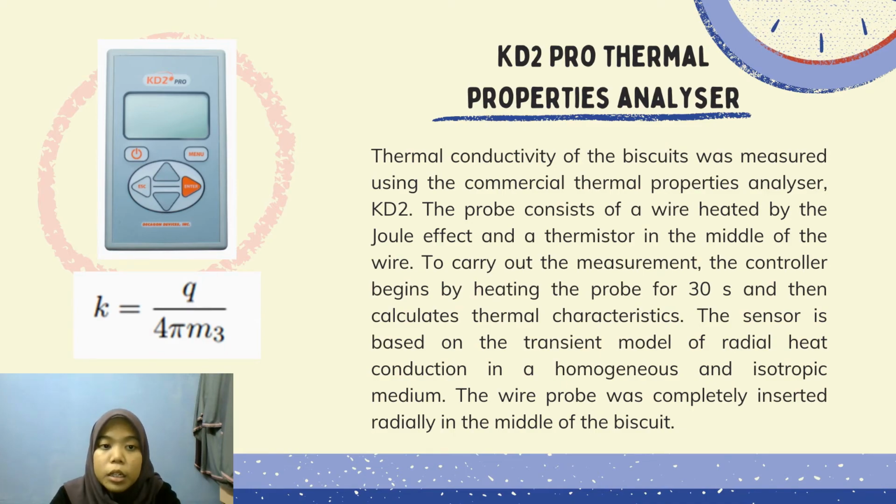The probe consists of a wire heated by Joule effect and a thermistor in the middle of the wire. To carry out the measurement, the controller begins by heating the probe for 30 seconds and then calculates the thermal characteristic. The sensor is based on the transient model of radial heat conduction in a homogeneous and isotropic medium. The wire probe was completely inserted radially in the middle of the biscuit. That's all from me. Next, we will present about the video.